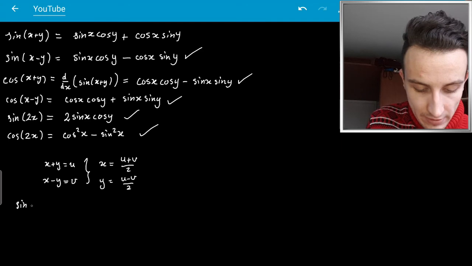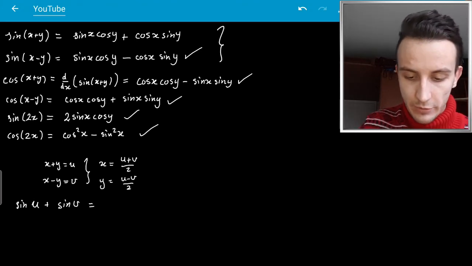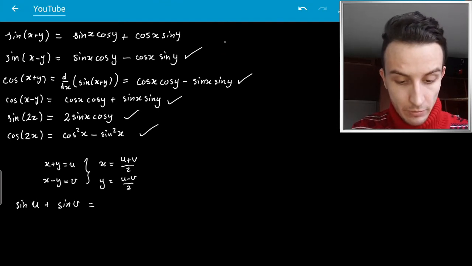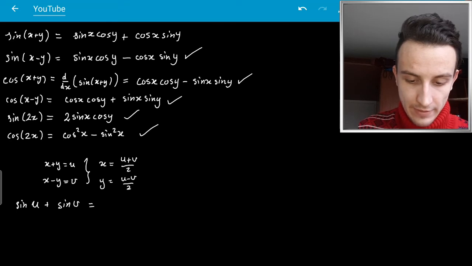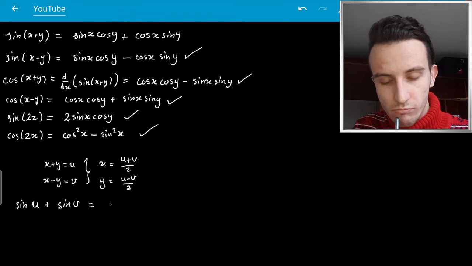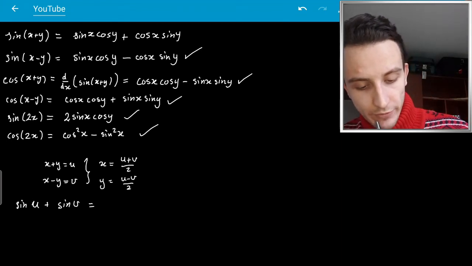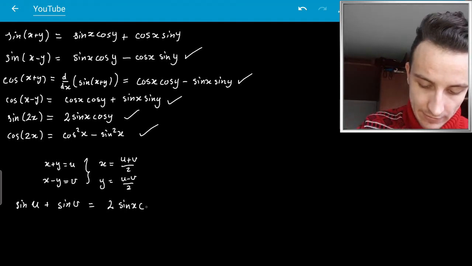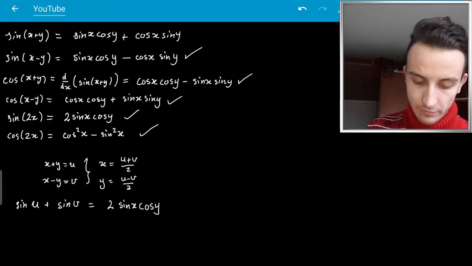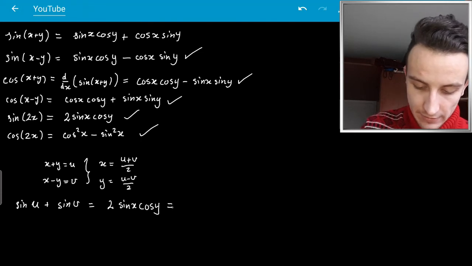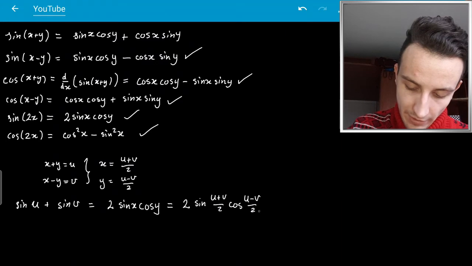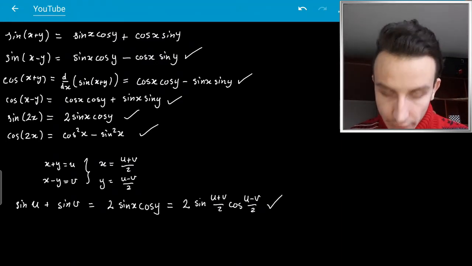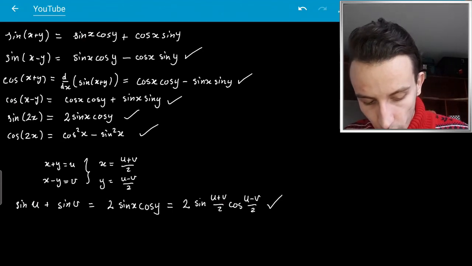Now I will have sine u plus sine v equals, effectively copying these two parts, 2 sine x cosine y, and then the other terms cancel. So now we just need to express x and y in terms of u and v. So this is 2 sine of (u plus v) over 2 times cosine of (u minus v) over 2. Okay, good.